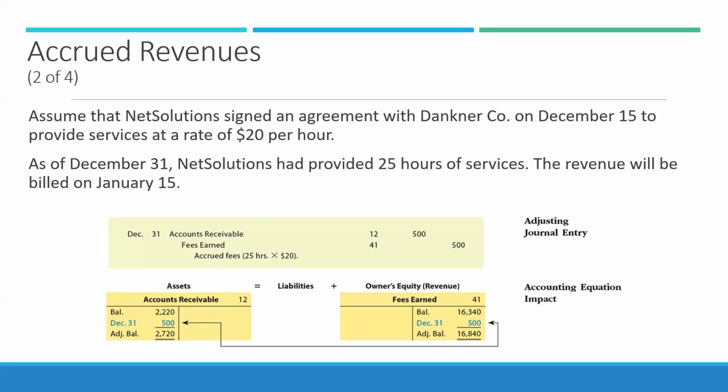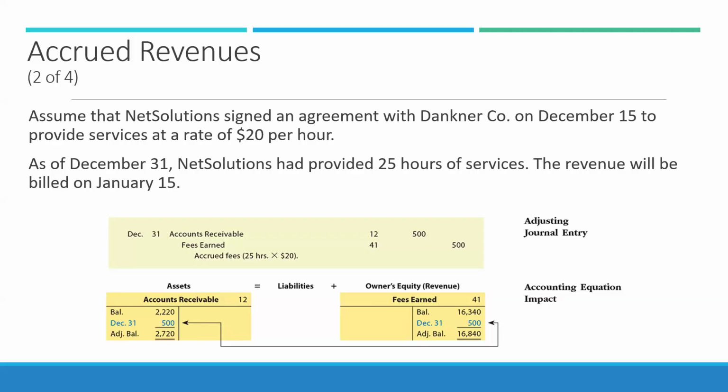As of December 31st, Net Solutions had already provided 25 hours of service. It could be that Net Solutions was going to bill them once a month. They started December 15th. They were going to bill them on January 15th. But December 31st is the end of the period, and so we need to show how much we have earned in this period. We need to report. So as of December 31st, we see Net Solutions had provided 25 hours of services.